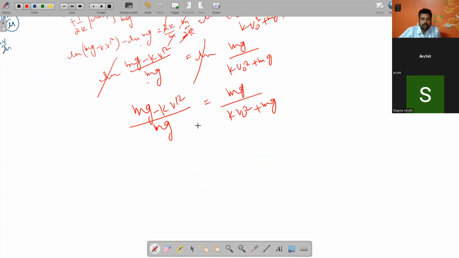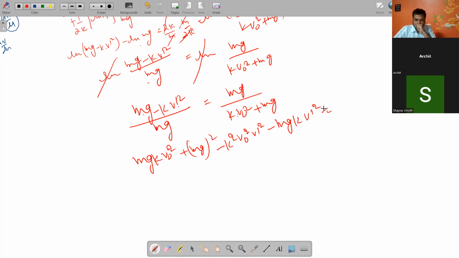Just cross multiply this. Mg into this, that is mg times k v naught square plus mg whole square. This into this, that is minus k square v naught square v dash square and minus mg k v dash square. This is your mg whole square. This and this are gone. You have to find v dash. So v dash is here and here. So mg k v naught square equals, bring these two terms to the right.